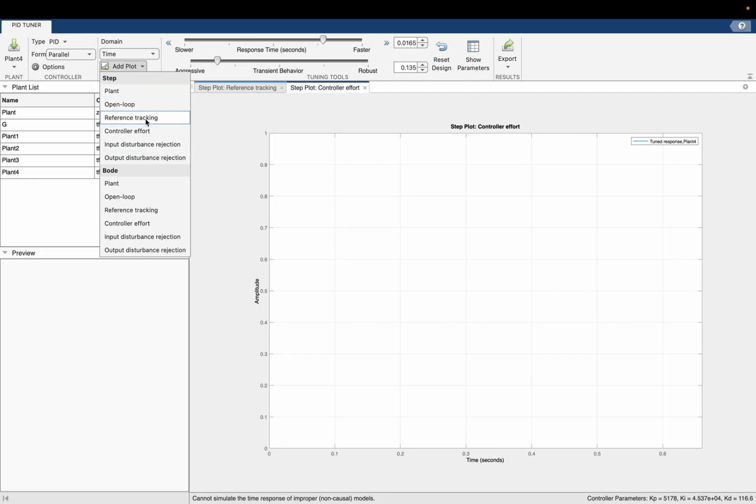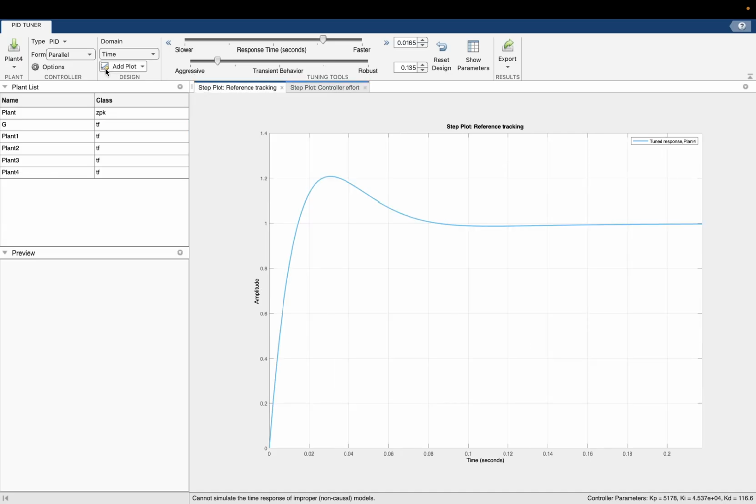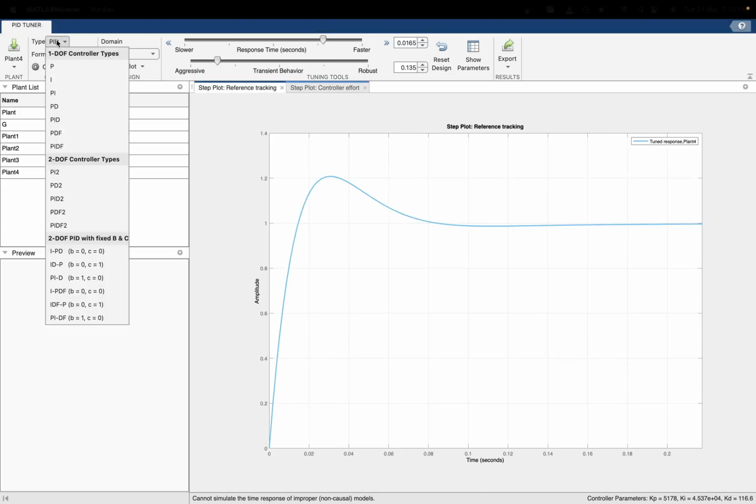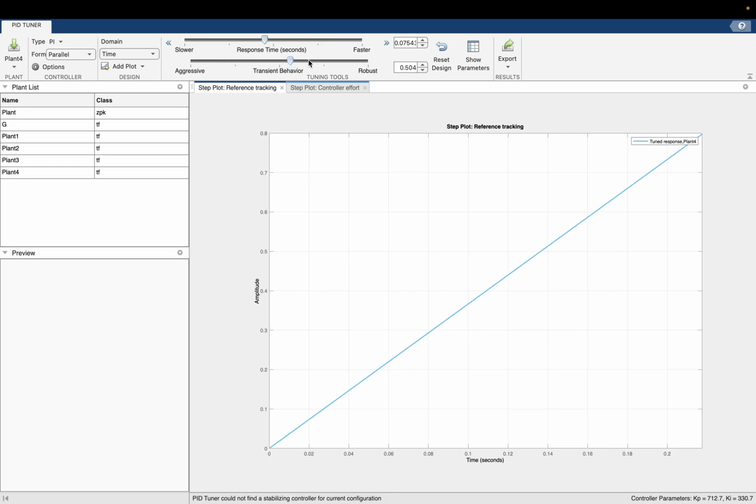So you can plot reference tracking, things like that, a lot of plots. Okay, so this is the step response. So you can always choose just a PI controller. Okay, let's choose a PI controller. You can see it's oscillating. So PI controller won't make my system stable.